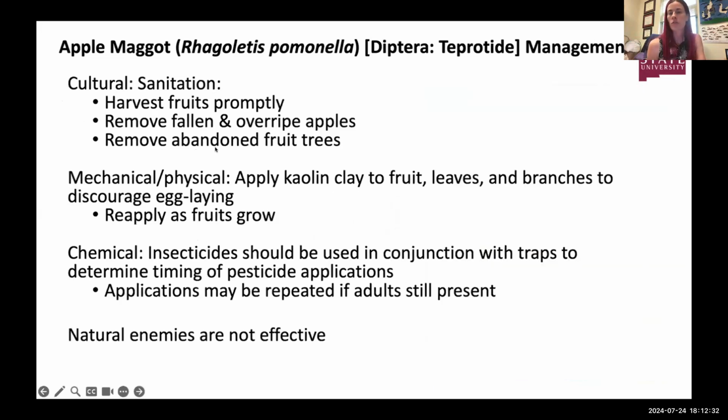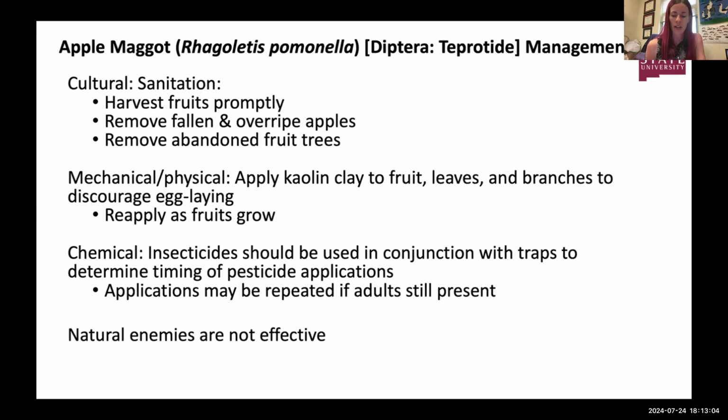So what can you do for these flies? Culturally, sanitation is really important. So harvesting fruits promptly, removing fallen and overripe apples, and removing any abandoned fruit trees. You can also apply Crayon oil, excuse me, Crayon clay to any part of the tree. This is not something that I've done, but I know some people use that, and it is an IPM strategy.